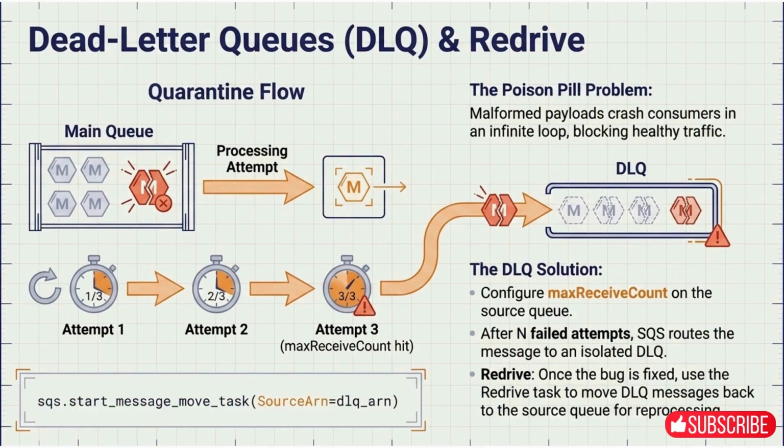The DLQ gives the team time to inspect the payload, logs, error reason, and consumer version without blocking the main workload. After fixing the root cause, use a DLQ redrive task to move selected messages back to their source queue or another destination. Start redrive slowly and monitor it, because replaying the same poison data without a fix only recreates the failure.